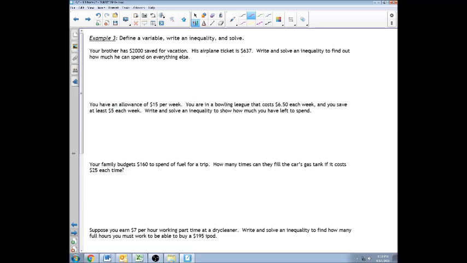Moving on to the backside. Here we have some application problems or story problems. We need to define a variable, write an inequality, and solve.